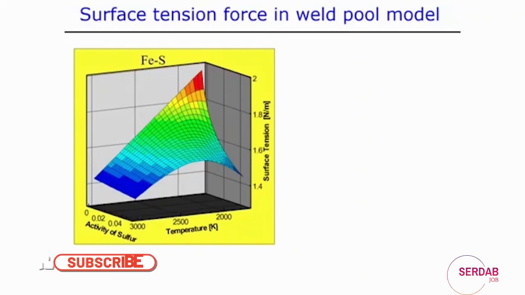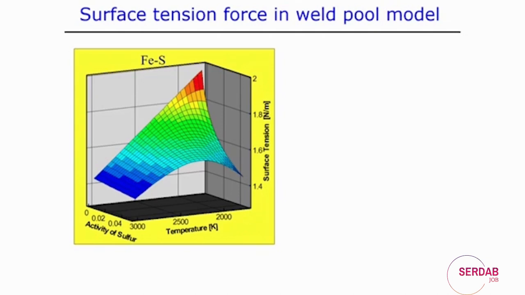The Whirlpool model. Here you can see one binary system, that means FeS, so pure iron and sulfur. So sulfur also can act as a surface active element. Here we can see a combined effect in a 3-dimensional figure, where the surface tension force is a function of the temperature as well as the activity of sulfur. That means the amount of sulfur and the temperature both make a combined effect on the surface tension force. This figure shows the nature of the surface tension force.